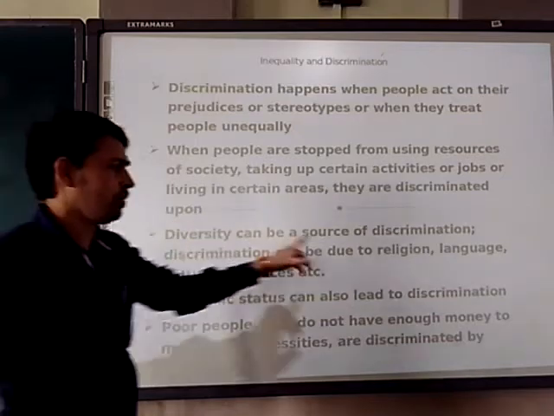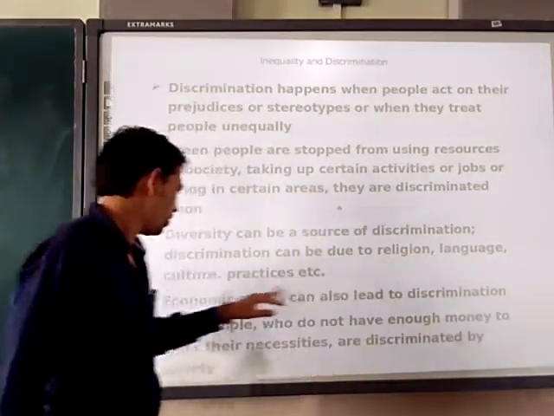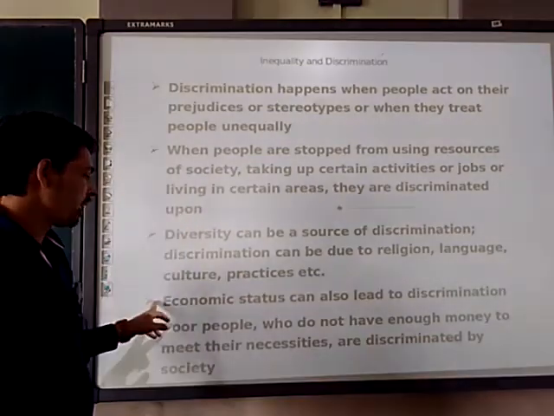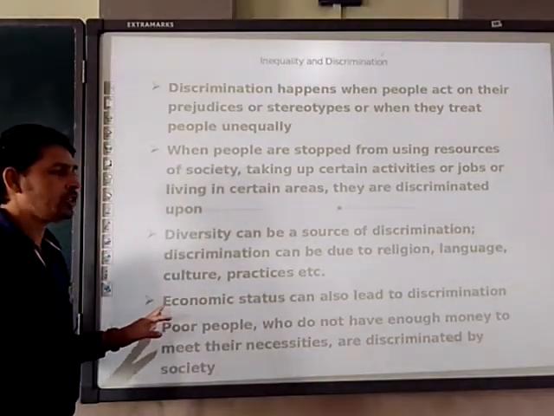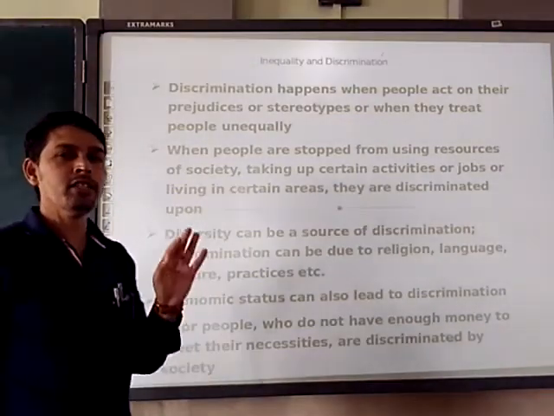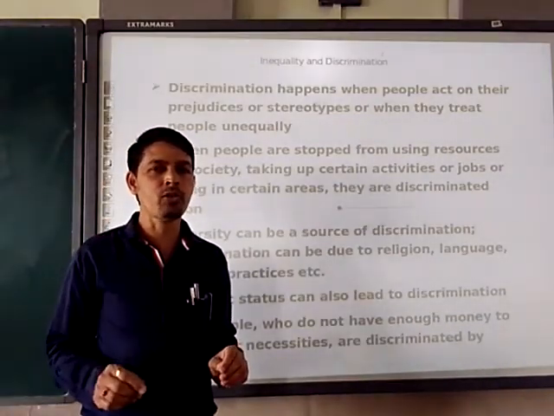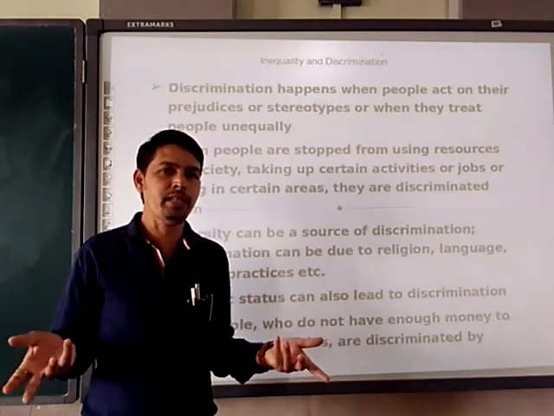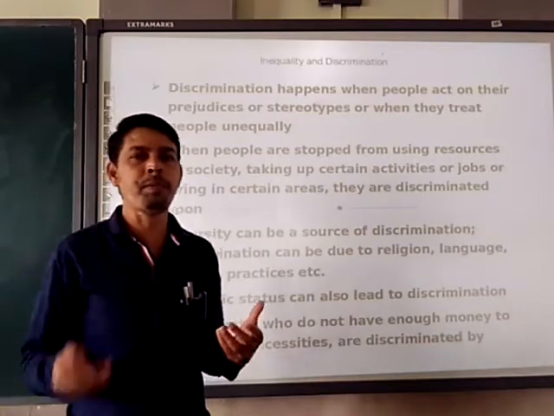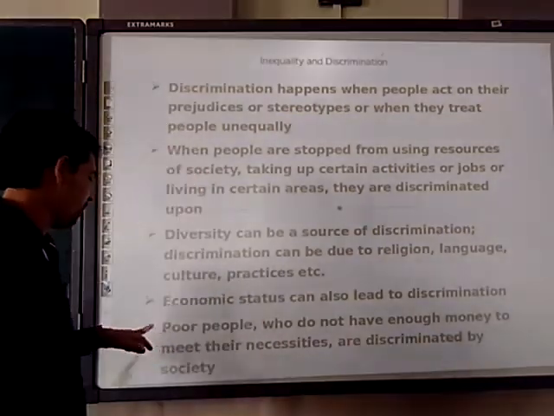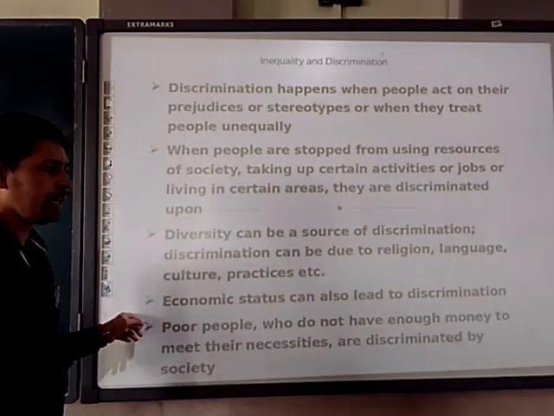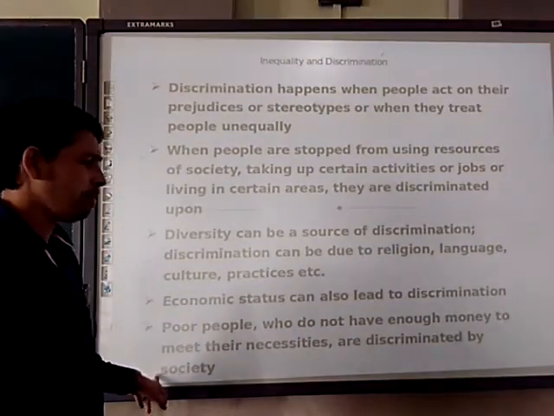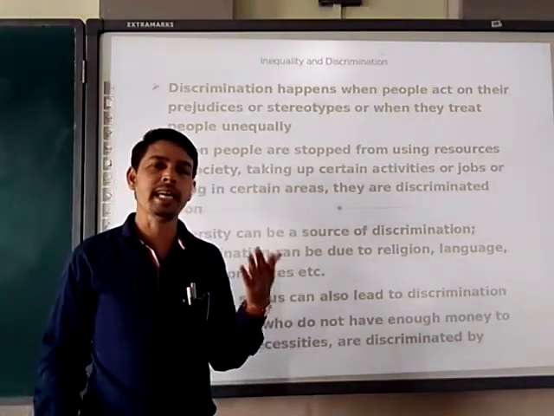Diversity can be a source of discrimination. Discrimination can be due to religion, language, culture, practices, etc. Next, economic status can also lead to discrimination, as we have seen in the story of Samir and Samir. Both of them had economic backgrounds that were totally different. One was selling newspapers, another was going to school at the same age. Poor people who do not have enough money to meet their necessities are discriminated against by society because they are poor.